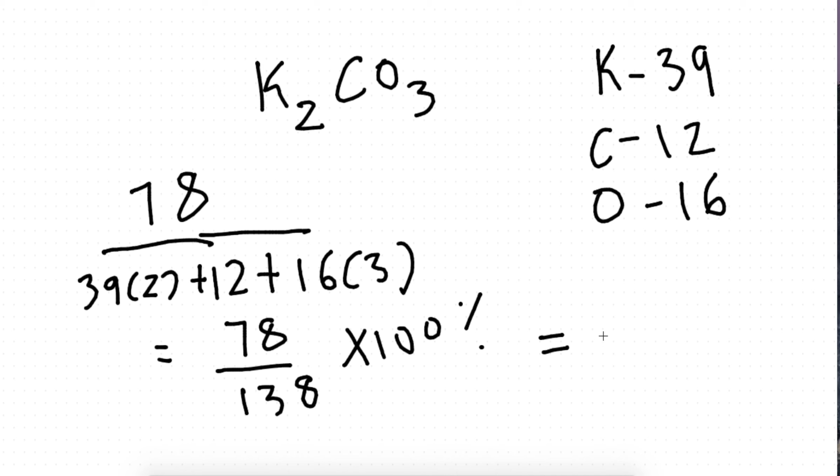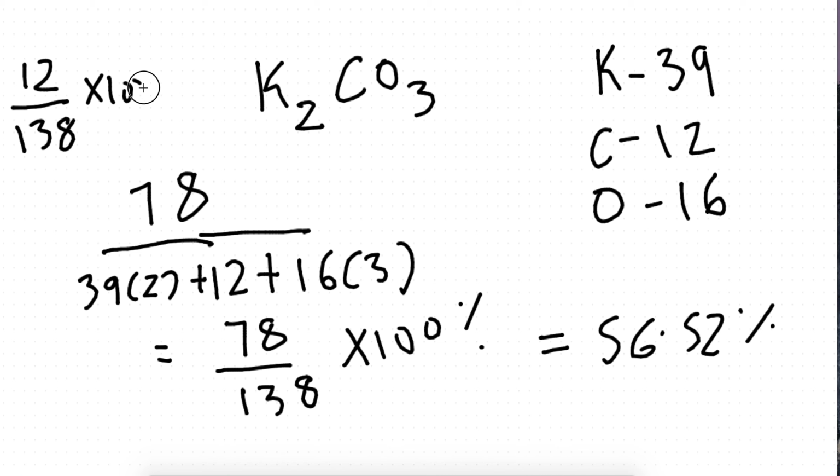What do we get, students? 56.52%. This is your percentage by mass, or percentage of potassium by mass. How would I find the percentage of carbon by mass? Same thing, students. Carbon is 12 over the total, which is going to be the same, 138, times 100%. And you end up getting, let's see, 12 over 138 times 100 is 8.69, or 8.7% percentage of mass for carbon.